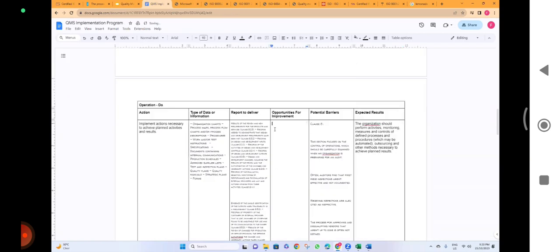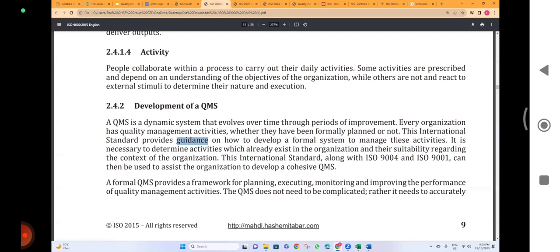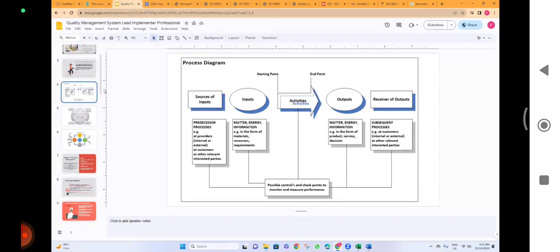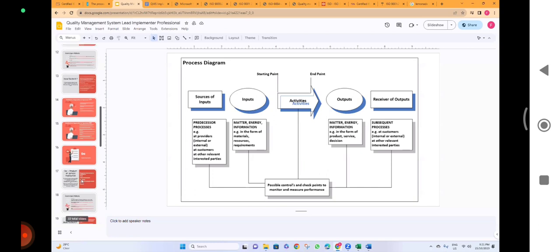What we now need to do is to identify these opportunities for improvement. And again, this is what we mean by developing a formal system to manage your quality management activities. This is now what you need to do. You basically have to look at what step do I need to complete, and in order to achieve this intended outcome or these expected results, I need to determine the opportunities for improvement. Okay, and then now for the opportunities for improvement under do, here they are.